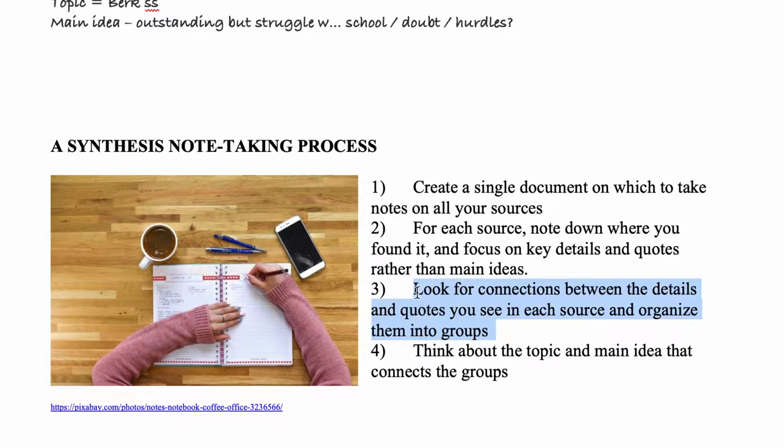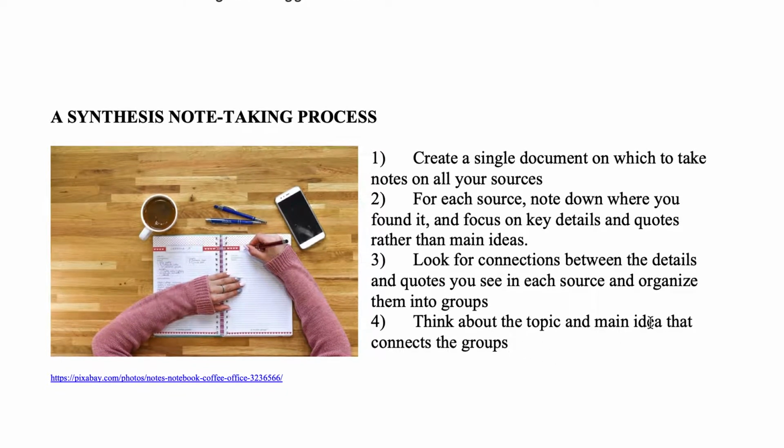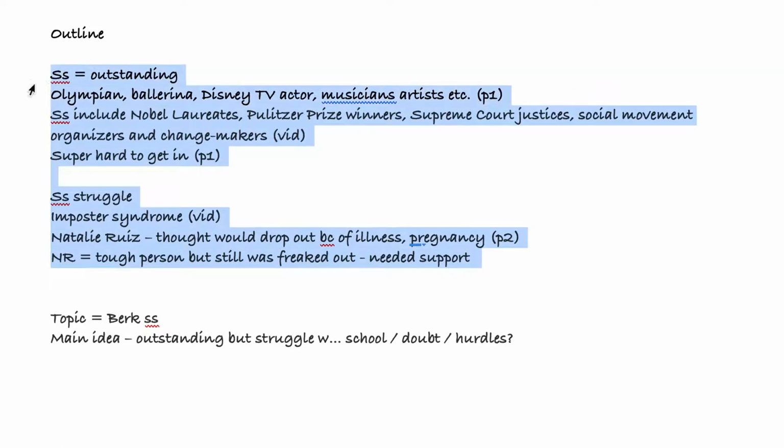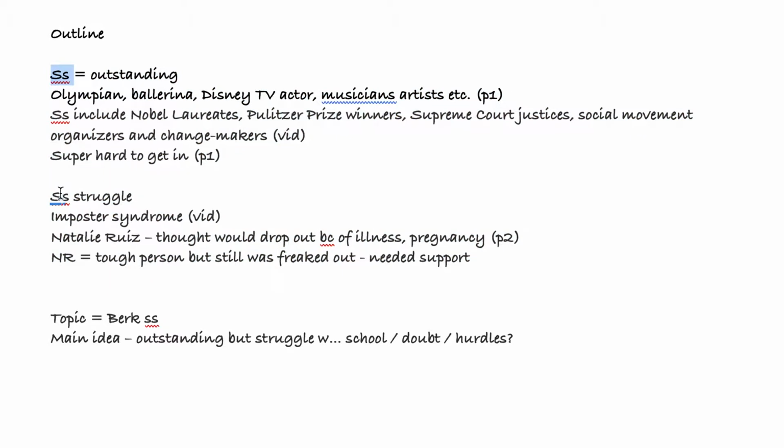Once you've got groups, then you can take a step back, and this really is the last step, which is to think about the topic, to think about the main idea. It's much easier to match one topic to lots of ideas than it is to match lots of ideas to one topic. Save the big picture stuff for the end. In this case, all of this stuff seems to be about students, in particular Berkeley students. So that's the topic. And then finally, we have that more abstract main idea.